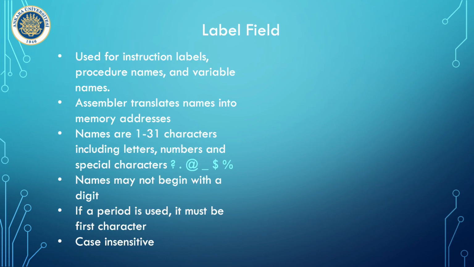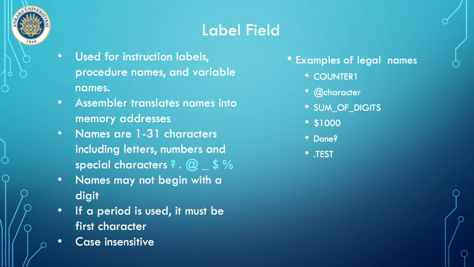Now I will talk about all the fields, and I will begin with the label field. Labels are symbolic names used for instruction addresses, procedures, and variables. They improve readability, and they are translated by the assembler into actual memory addresses. Here are some examples of valid and invalid names in assembly language. Following naming rules is important to avoid assembler errors.